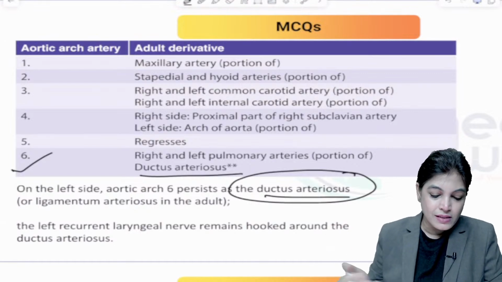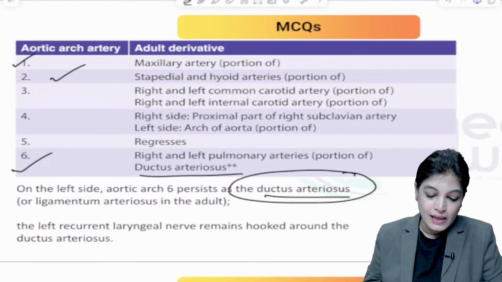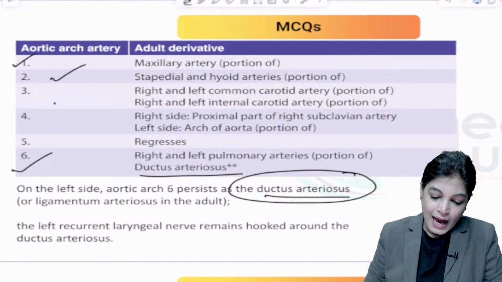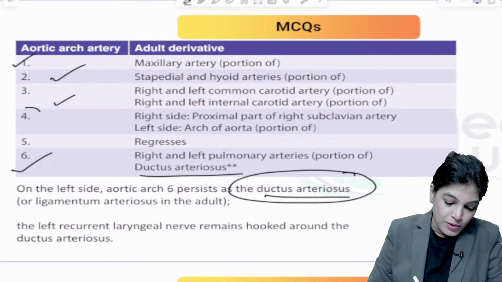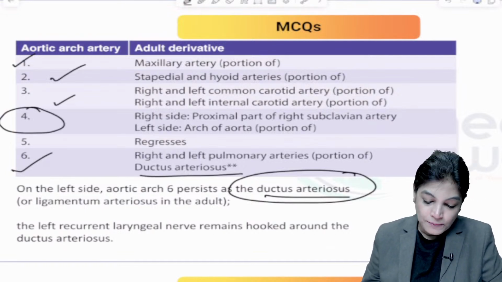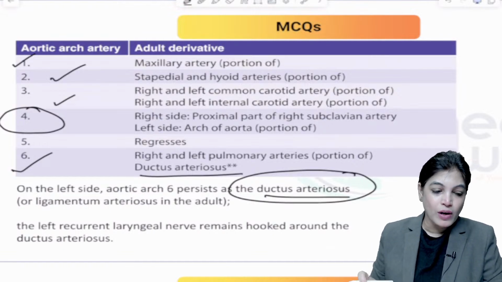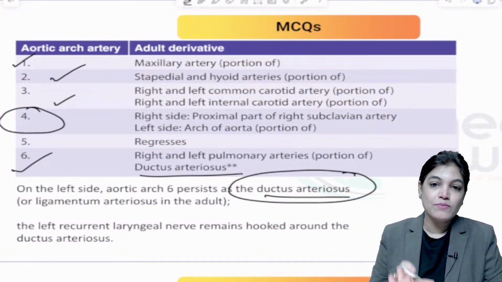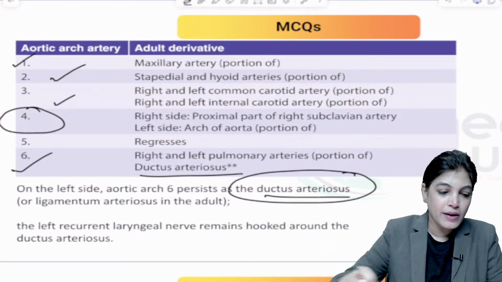And we have already discussed the first arch artery, a portion of the maxillary artery. Stapedial and hyoid arteries are the second arch artery. The right and left common carotid artery portion is the third arch artery, and also the right and left internal carotid arteries. The fourth arch artery takes part in the formation of a part of the arch of aorta, and the fifth arch artery regresses. So it is very important that you revise all these. This has been asked several times in previous years of the NEET-PG exam, and in FMG also.